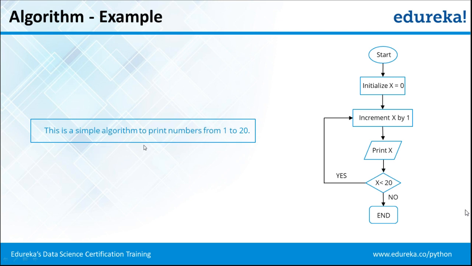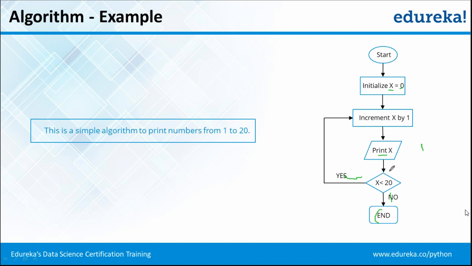Let's say you want to write an algorithm which will print the numbers from 1 to 20. How are you going to do this in a simple way? Let's say I'm using one variable x, to which we first allocate the value 0. After that, you increment the value of x by 1, so x becomes 1. Once it becomes 1, you print the value of x, so it will print 1. Then you check the condition: is x still less than 20? If it is less than 20, then you go here, or if it is not, then towards the no branch you come, and here your program will end.